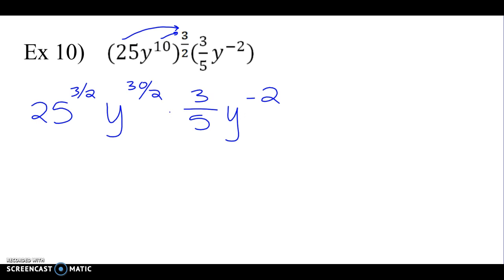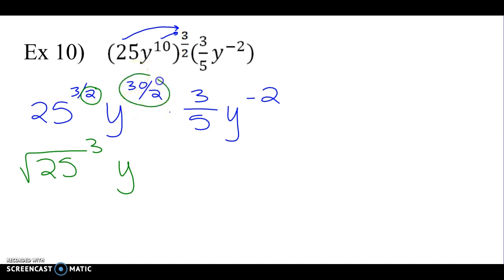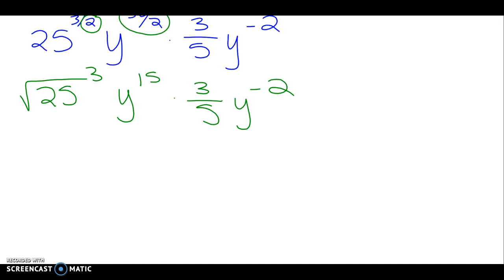So then, next step, this is technically the square root of 25 to the 3rd, right? The 2 comes to the front, that's a 2 root, it's a square root of 25 to the 3rd. What is 30 halves? Yeah, 30 divided by 2 is 15 times 3/5 y to the negative 2nd. That is my second step. So the next step, what is the square root of 25? The square root of 25 is just 5. I'll take it to the 3rd in a second.